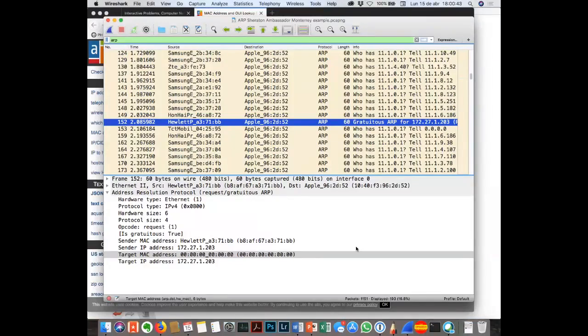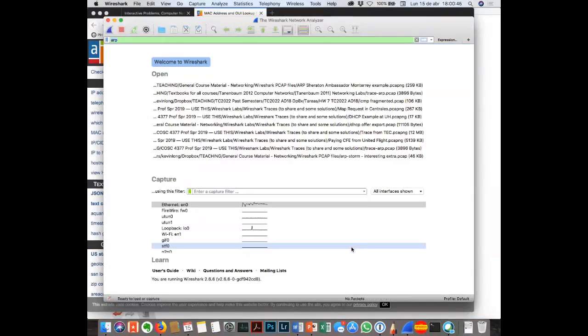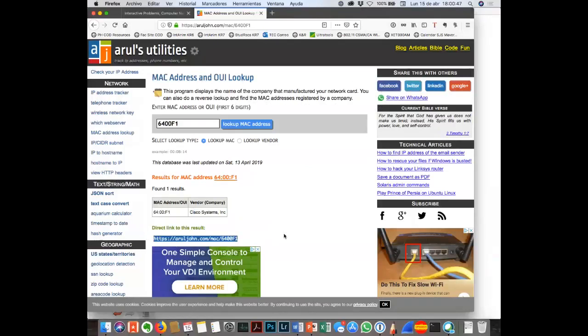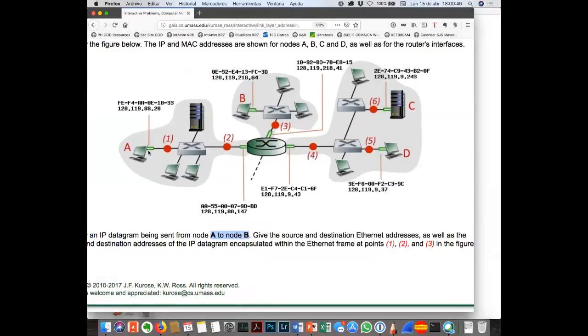All right, but all this stuff is just on a local LAN. Okay, back over to where we were. So when it leaves my computer, it will come from my IP and hardware. What will be the destination IP address if it's trying to get to B?